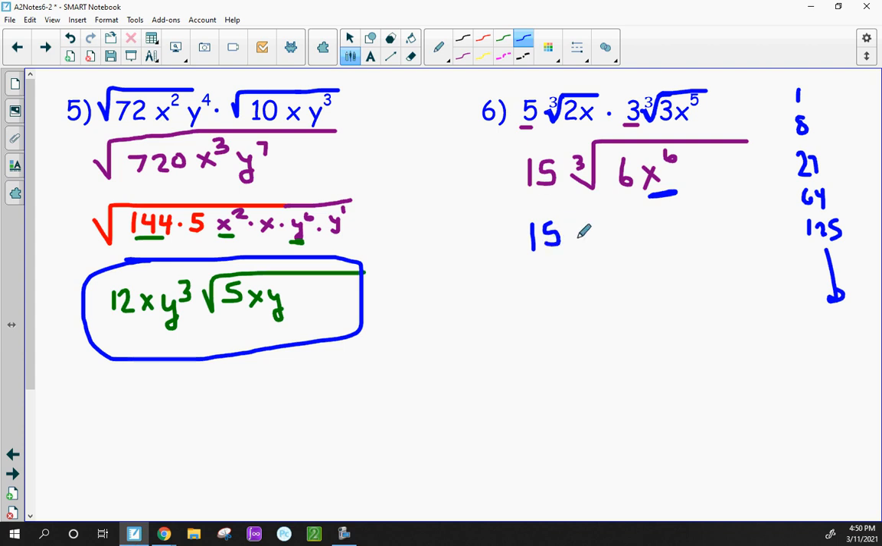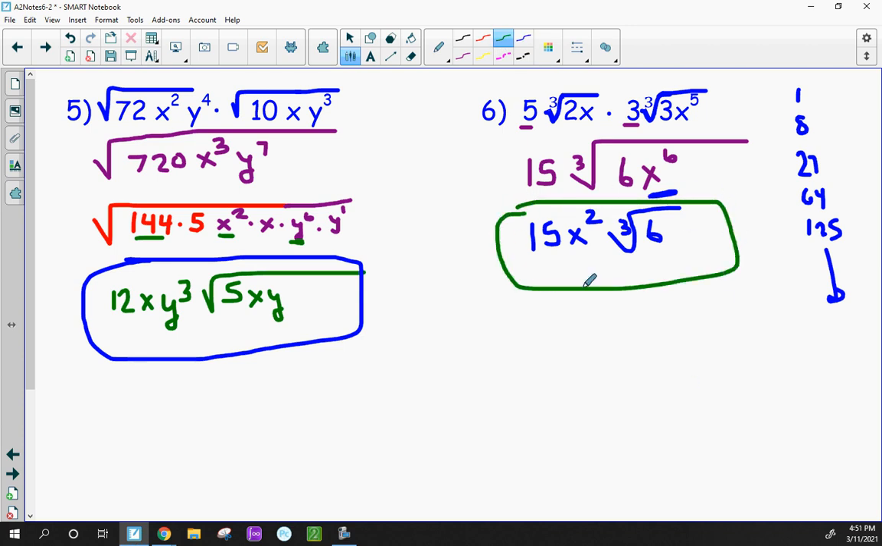15 just drops down. The cube root of x to the 6 is x to the 6 divided by 3, which is 2. And this piece I cannot simplify, so it's going to stay as the cube root of 6. And so this is my final answer for question 6. 15x to the second times the cube root of 6.